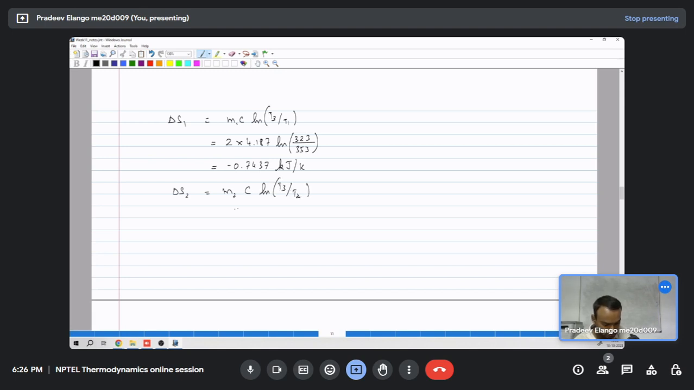and this is 3 into 4.187 ln of 323 by 303. And this is 0.8029 kilojoule per Kelvin. So now total entropy generation is delta S1 plus delta S2, that will be minus 0.7437 plus 0.8029. And this will be 0.0592 kilojoule per Kelvin.